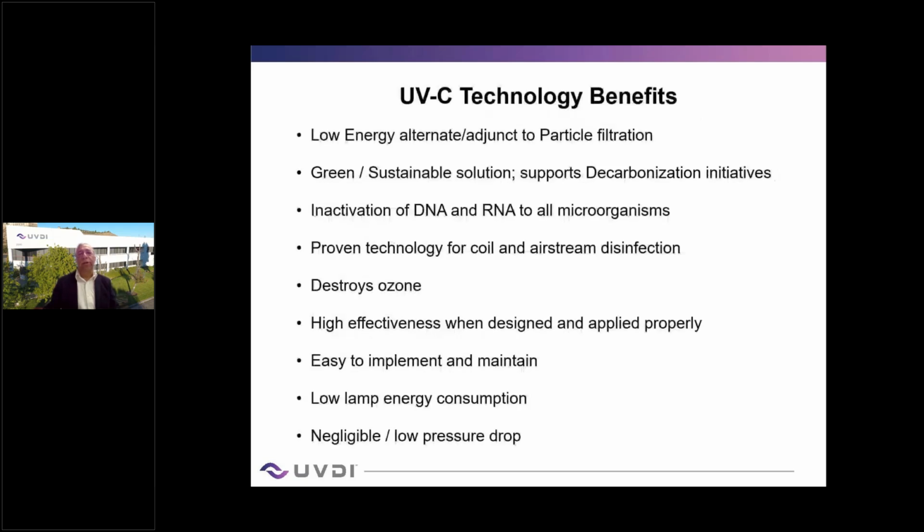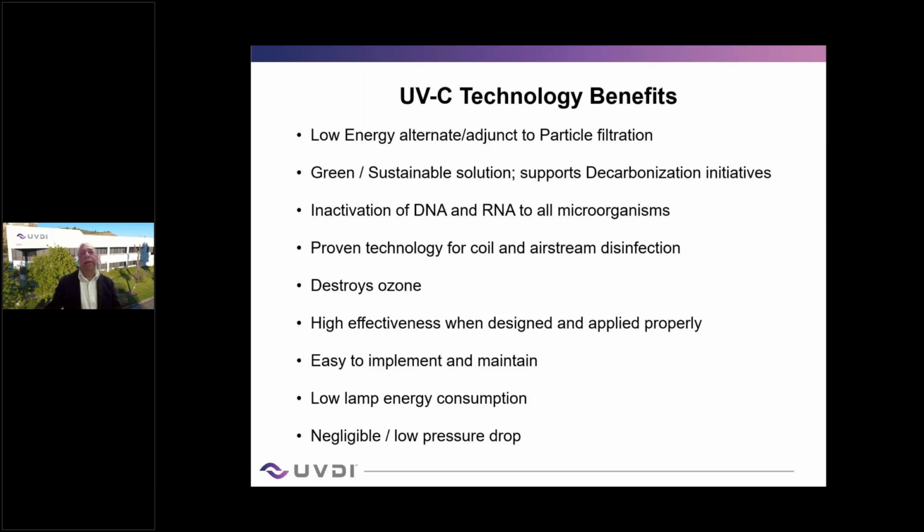So talking about UV a little bit, just a summary of what we all know, what are the main benefits of UVC technology compared to some other solutions. So of course, UV is a low energy alternate, and I would say an adjunct to particle filtration. I think you need to remove all the particles first because UV is not going to do that. But beyond that, it's a low energy alternate. Of course, it's a green technology.